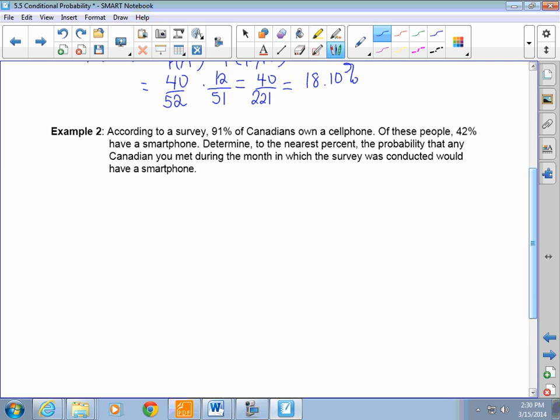Example 2. According to a survey, 91% of Canadians own a cell phone. Of these people, 42% have a smartphone. Determine to the nearest percent the probability that any Canadian you meet during the month in which the survey was conducted would have a smartphone. So let's first identify the events. We'll call C the event that the person owns a cell phone. We'll call event S the event that the cell phone they own is a smartphone.